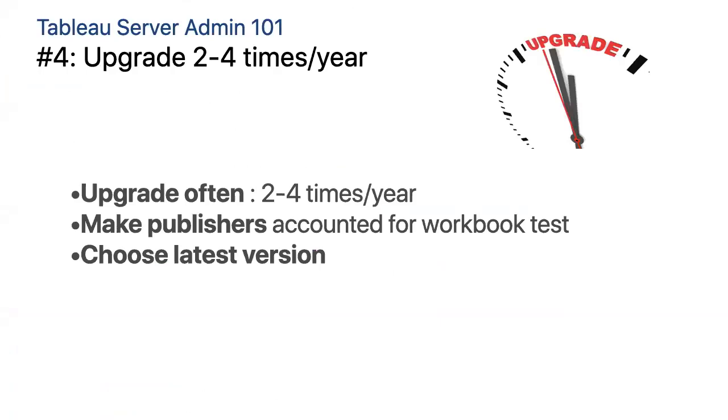Now, number four is upgrading our servers. Upgrade as often as you can. I recommend two to four times a year. I have two servers, one upgraded four times a year, the other two times a year. Before the upgrade, make sure the publishers are doing their testing for their own workbooks. And try to choose the latest version if you can.